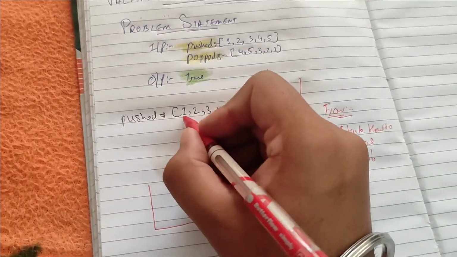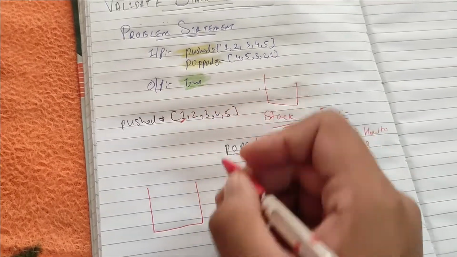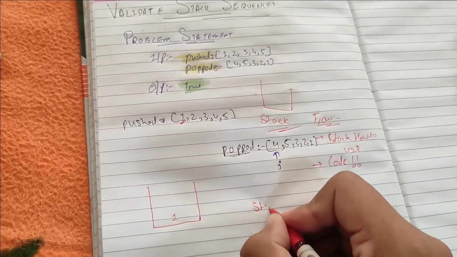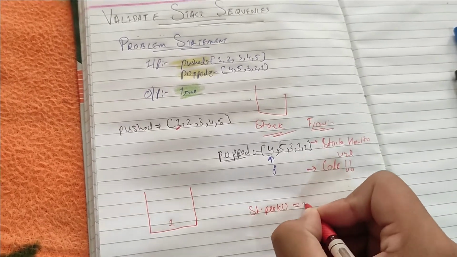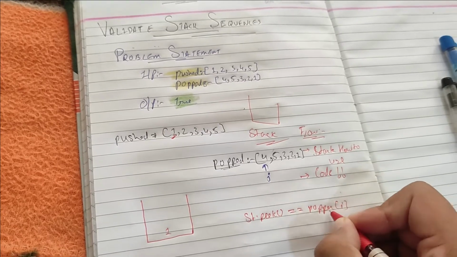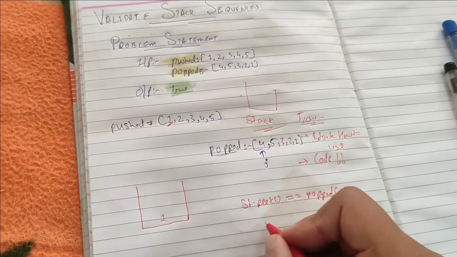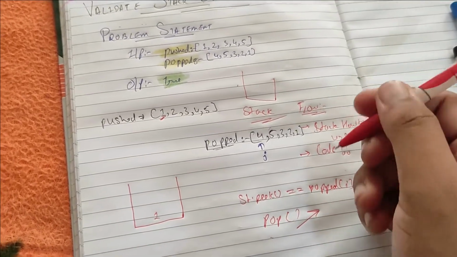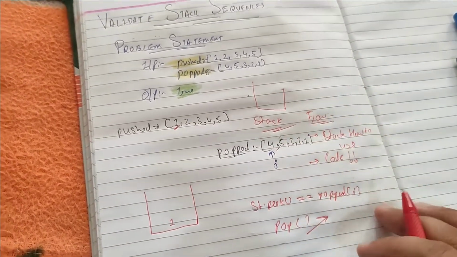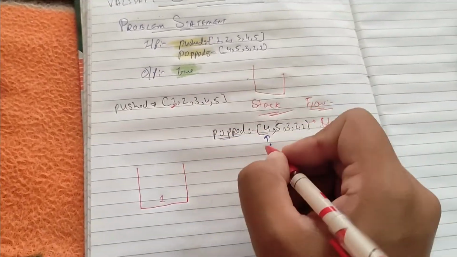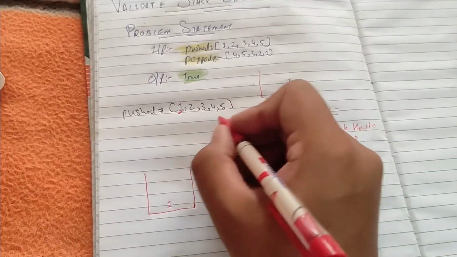I will put 1 in my stack, and I will check: is my stack peek equal to my popped of j? If that's the case, then I will simply pop it out. But if that's not the case, then we simply keep adding to it. Since 1 and 4 are not equal, we will carry on.